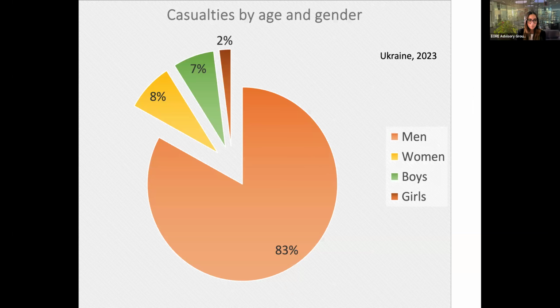For example, this is Ukraine. Myself and some colleagues were involved in a study of risk education for the Geneva Center in Ukraine 2 years ago. And this is the ratio that we found of casualties. 83% of the casualties in Ukraine were adult men, 8% women, 7% boys, 2% girls. Lots of reasons why that may be the case, but in my experience, this is a very similar ratio to other countries.